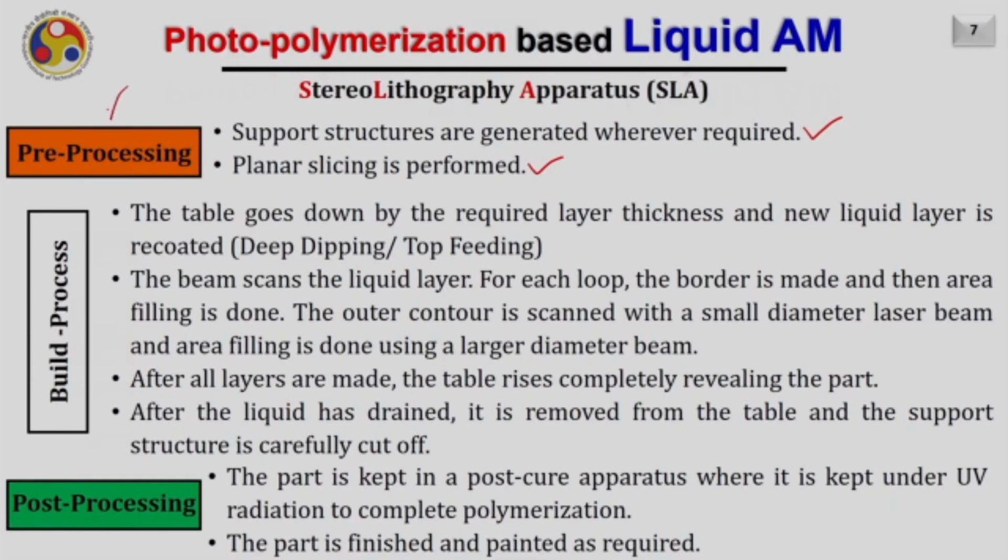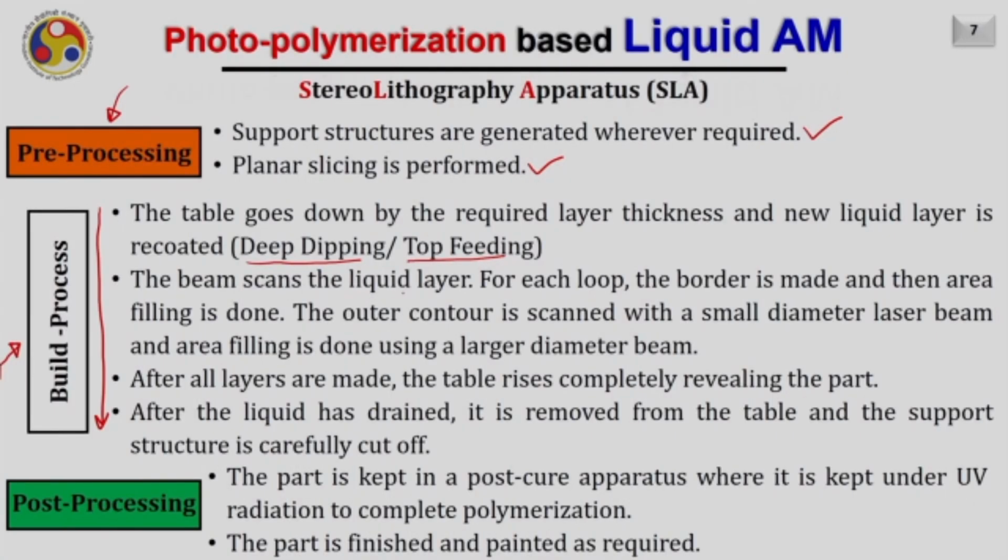Then after the pre-processing, the build process starts. These are the steps involved in the build process. The first step is the table goes down by the required layer thickness and the new liquid layer is recoated. If it is 3D Systems conventional SLA, then it is spread by a method called deep dipping, or if it is using the technology Zephyr, then the liquid resin will be spread by top feeding.